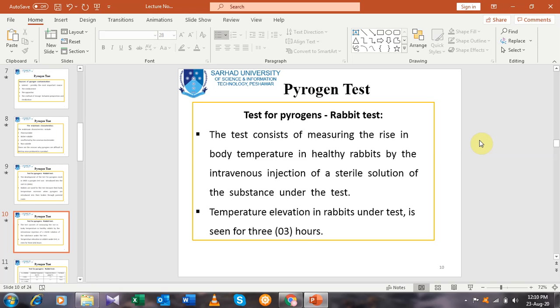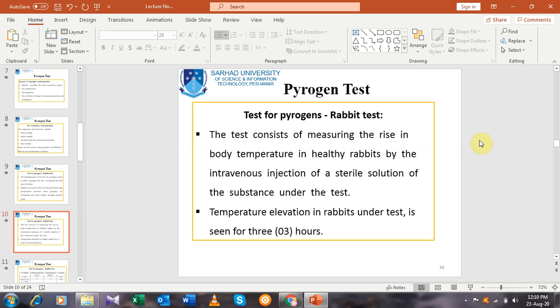But remember that the rabbits are selected for this test, that is for pyrogen, because rabbits have the same body temperature rise as humans. That's why rabbits are selected for this test.